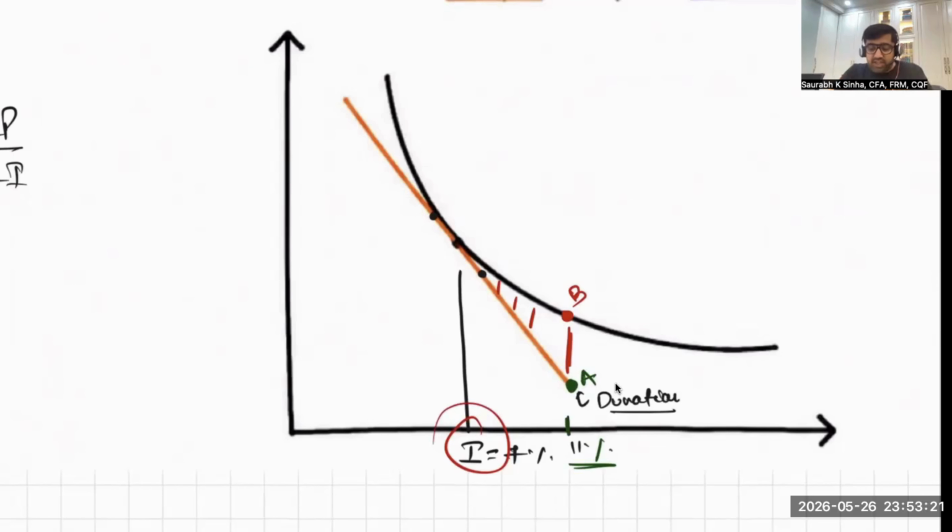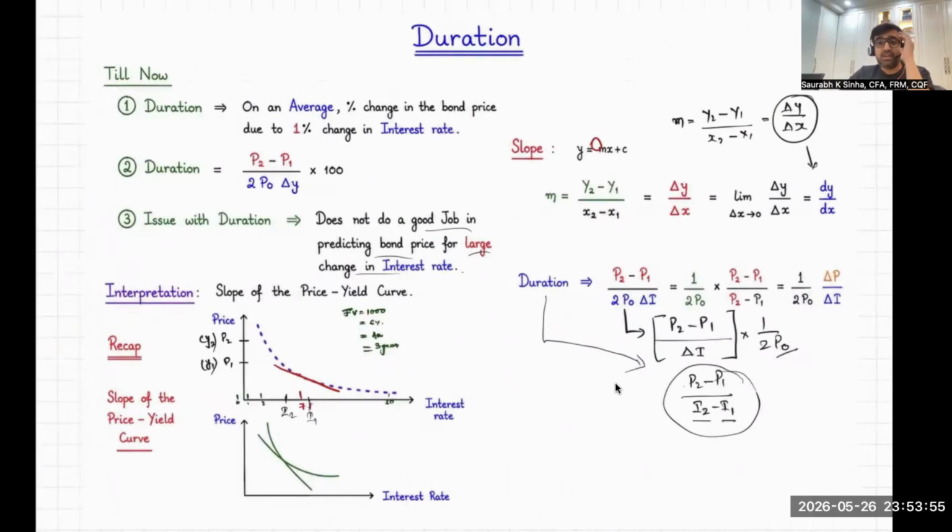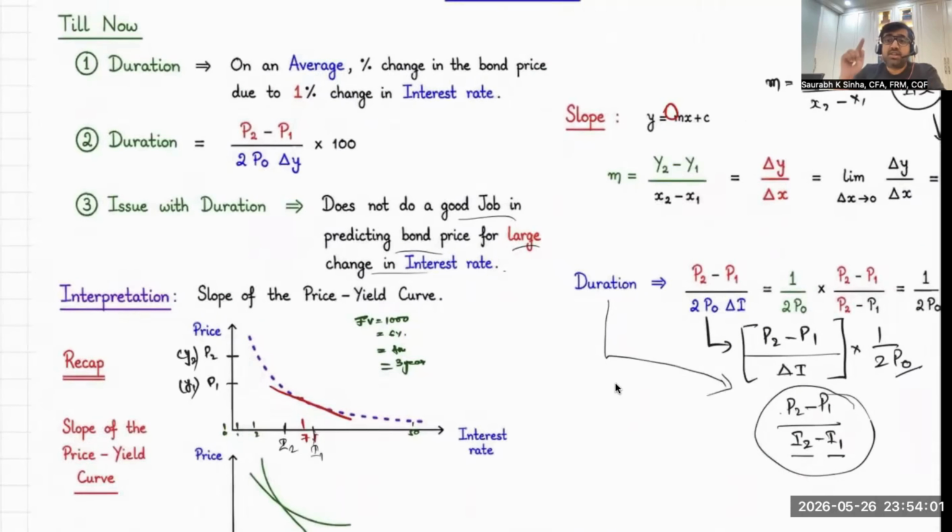So for a very small change in interest rate, what duration is predicting is very near to the price yield curve. But for large change in interest rate, what duration is predicting through a line and the price yield curve is very different. And that's why there is an issue in duration, because duration is actually the slope of the price yield curve. Okay. So with that, we have understood one most important thing, that duration doesn't have one interpretation.